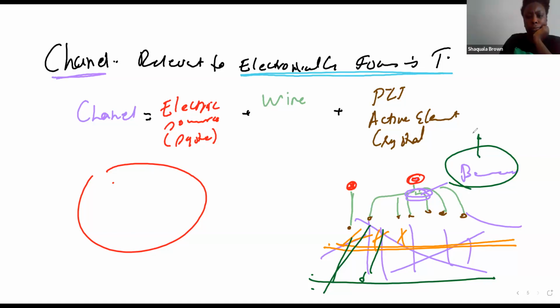I have a question. So after the electrical signal goes through the wire, it basically sends a message to the beamer before it gets to the PZT? Exactly. But that's only going to be the case if your beam is electronically focused or electronically steered.